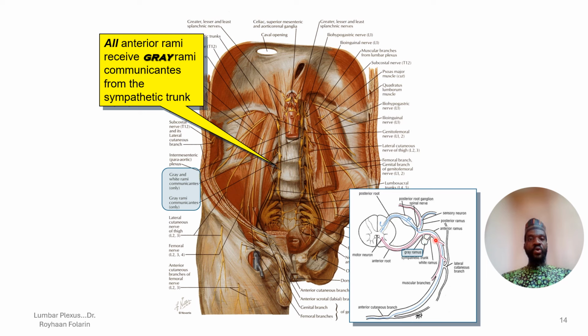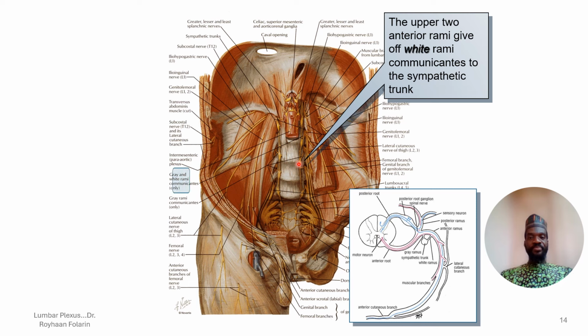Okay, so all the anterior rami receive gray rami communicantes from the sympathetic trunk. And those gray rami communicantes are the small fibers that are seen moving in this direction. And then additionally, the upper two anterior rami of the lumbar plexus, typically L1 and L2, give off white rami communicantes, right?